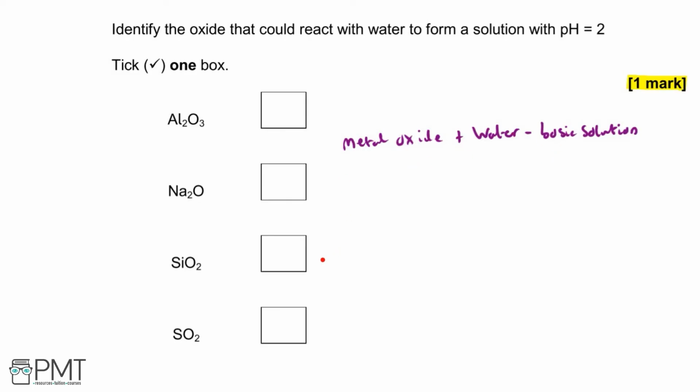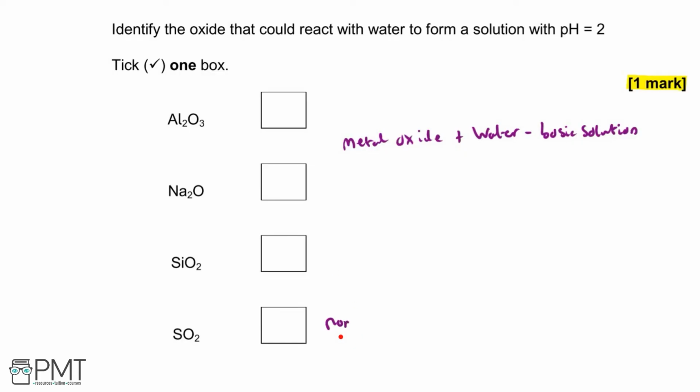Now, silicon dioxide here doesn't cleanly fall into the metal and non-metal categories, as it's a metalloid. However, silicon dioxide is fairly unreactive with water. It's the main constituent in sand. It doesn't really react with water, which leaves just sulfur dioxide.